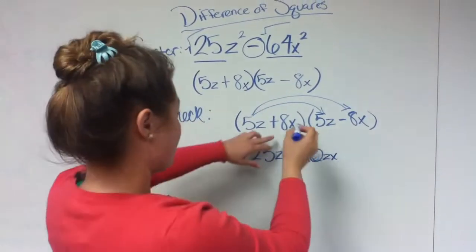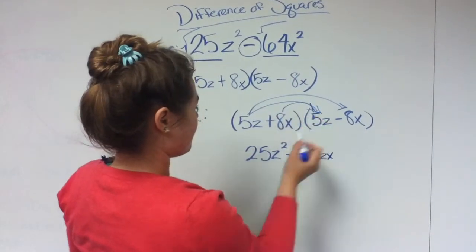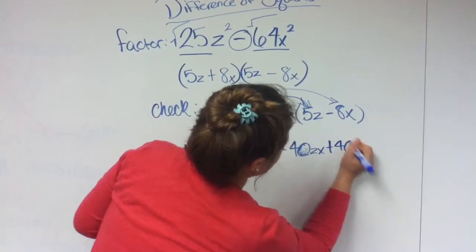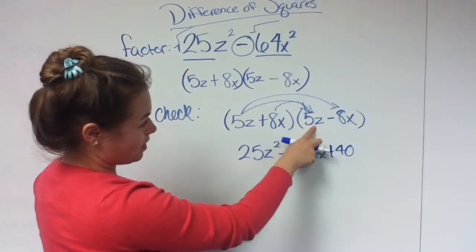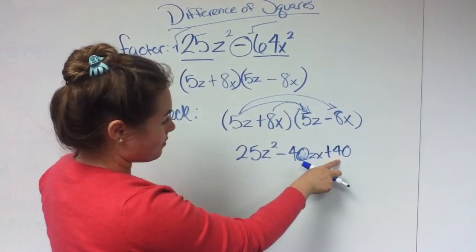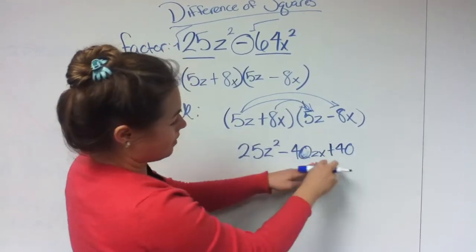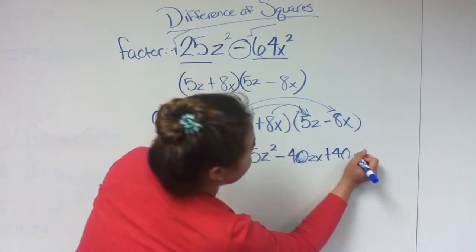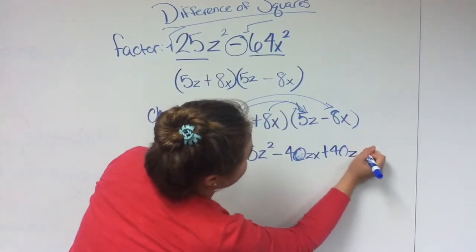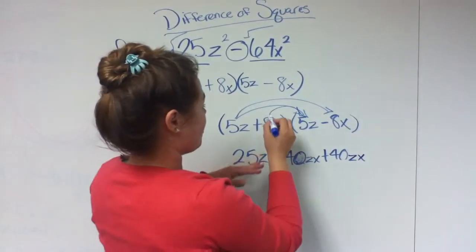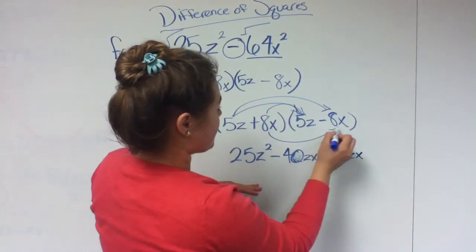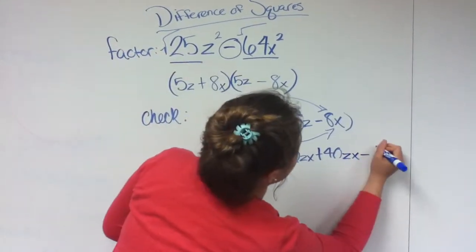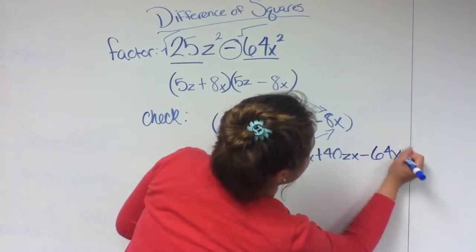Okay. Then over here you have plus 40. You have 8x times 5z, which gives you positive 40, and for the sake of parallelism, if you will, it's going to be zx. And then over here you do positive 8x times negative 8x, which gives you negative 64x squared.